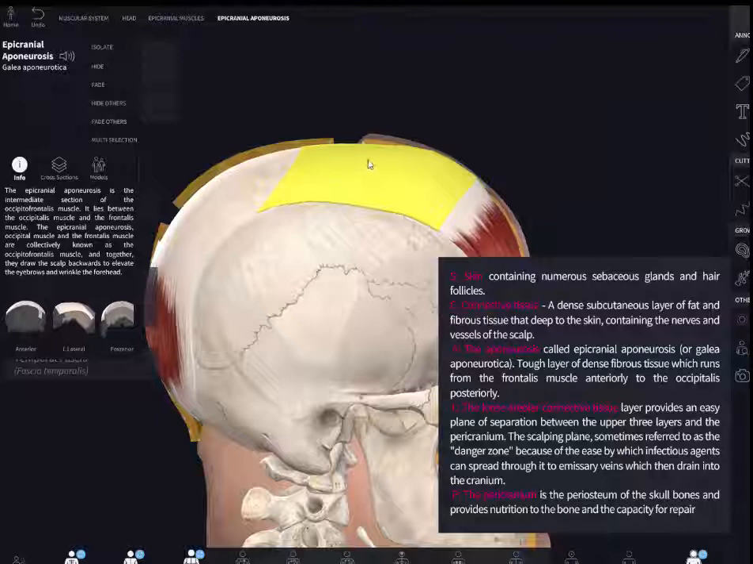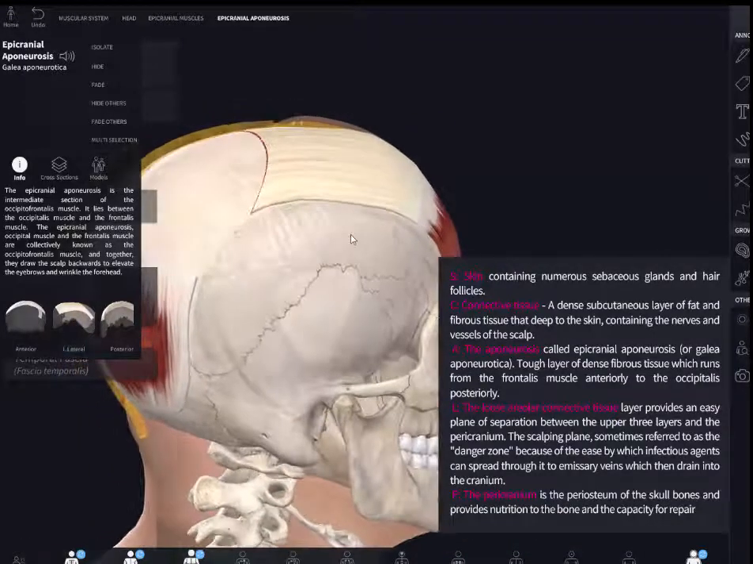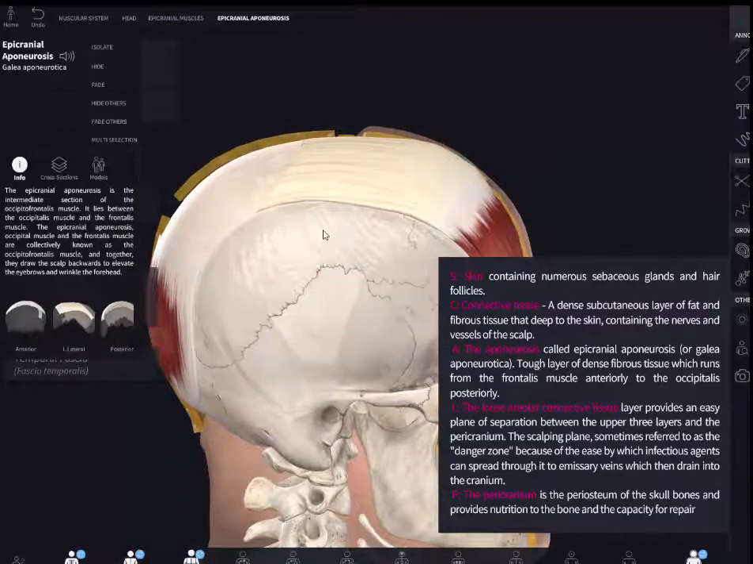And then deep to the aponeurosis, which is highlighted now, you would have this loose areolar connective tissue layer, which, as I said earlier, is actually the plane, that separation between the upper 3 layers and the layer below would actually happen. That is the scalping plane, sometimes also referred to as the danger zone, because in this layer we can also find some emissary veins which provide a conduit through which infections can potentially spread into the cranium.